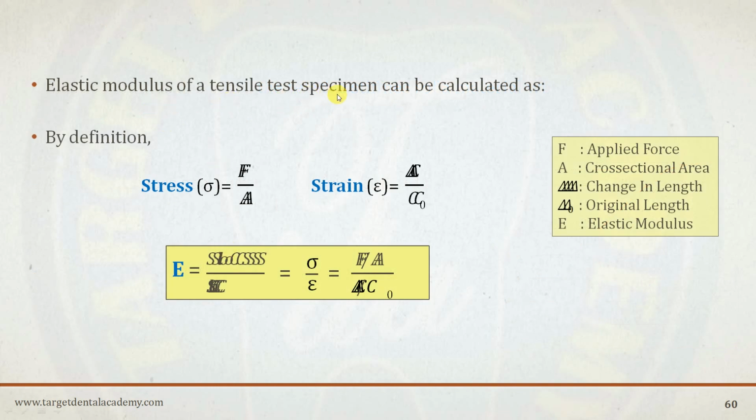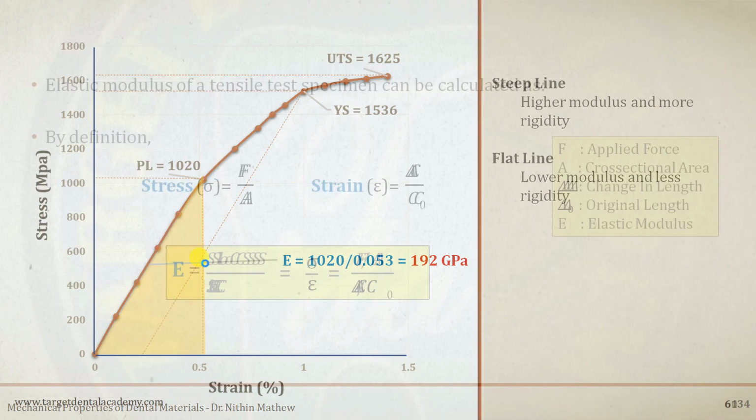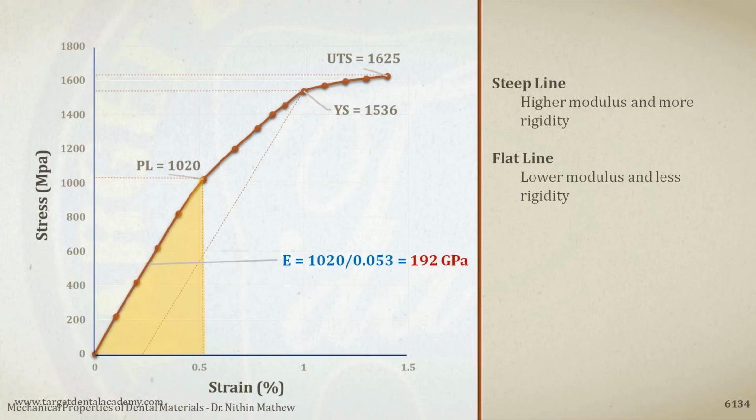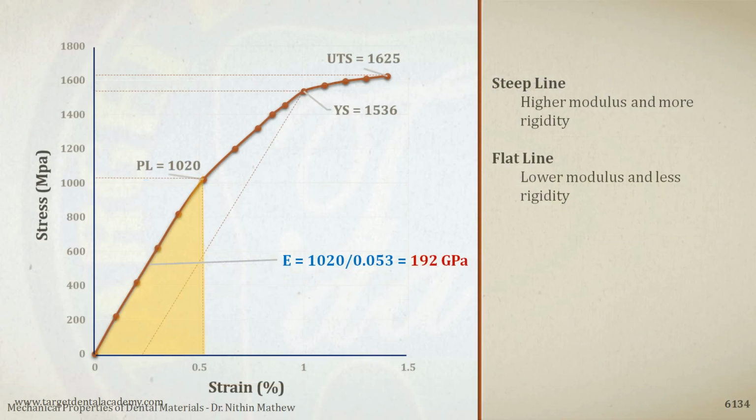So the elastic modulus of a tensile specimen can be calculated by definition. This is your force by area, divided by your change in length by your original length. See, this is the steeper line and this is the flat line. This is having the low modulus of elasticity. Can you see this? Because these have a low modulus of elasticity, these are which material? I have already told you: the flexible materials.